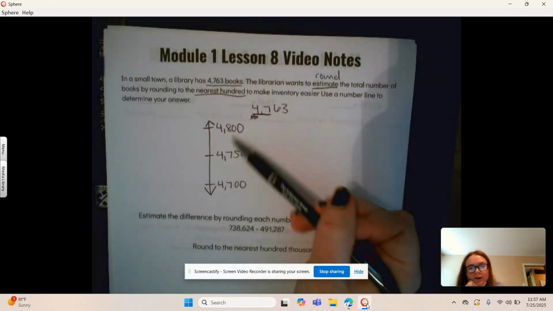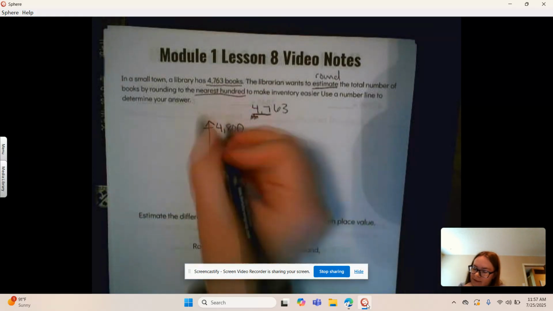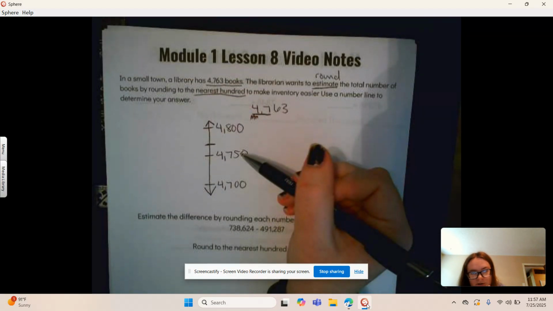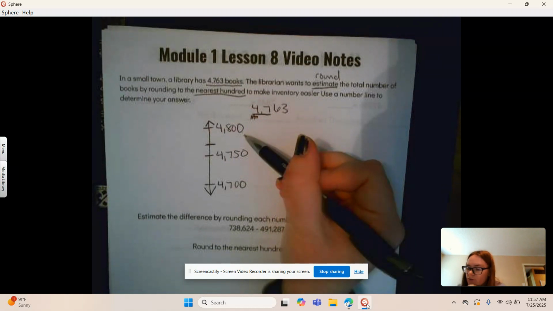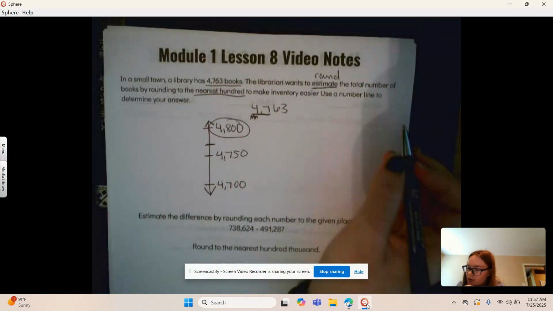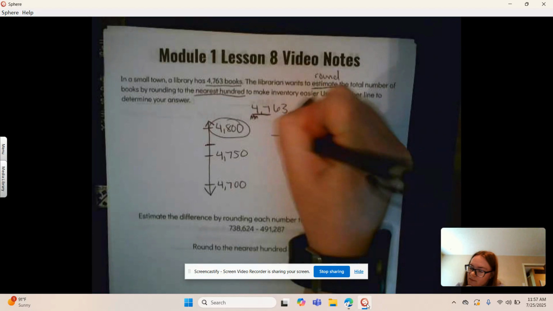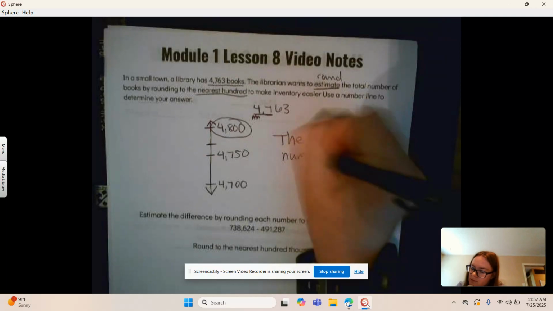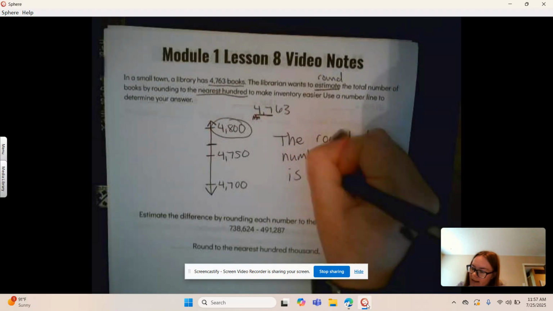Okay, so we have 4,763. Where would that fall on our number line? Is it greater than 4,750 or less than 4,750? It's greater than. It's going to be about right there. Okay, so which endpoint is our line closest to? Is it closest to 4,700 or 4,800? 4,800, good. So what is our answer going to be? So the rounded number of books is 4,800.